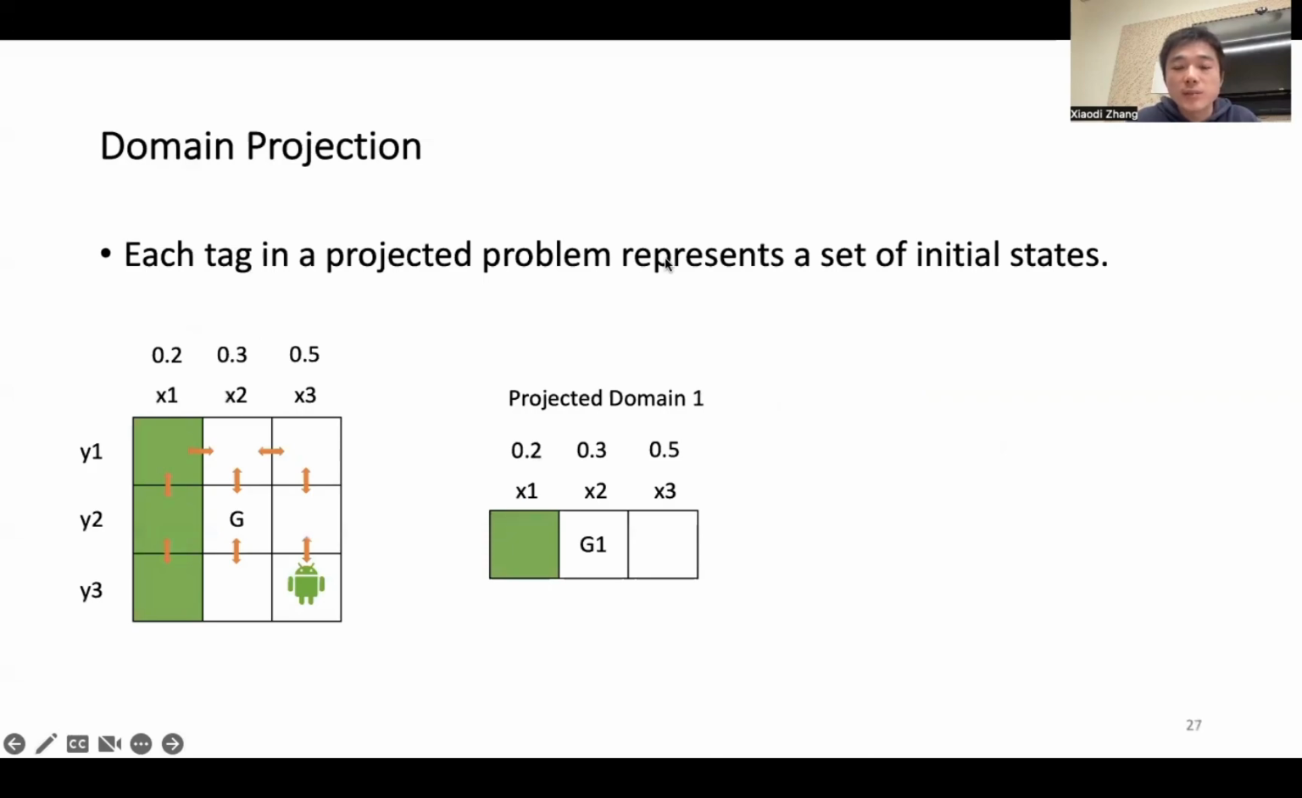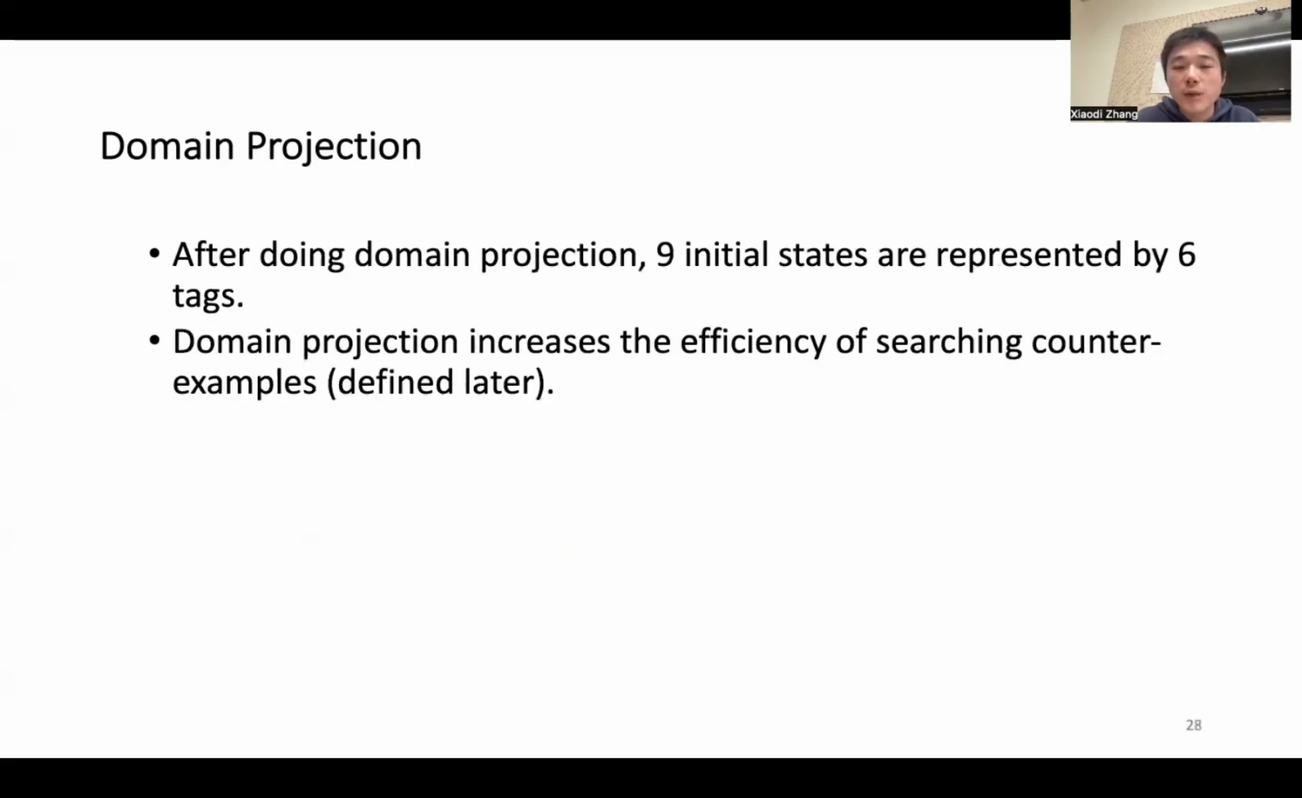Each tag in a projected problem represents a set of initial states. For example, in projected domain 1, x1 is a tag, and it represents 3 initial states, which are x1, y1; x1, y2; and x1, y3. After doing domain projection, 9 initial states are represented by 6 tags, which means our planner doesn't need to consider 511 cases, but fewer cases. The domain projection increases the efficiency of searching counterexamples. I will define what a counterexample is later.